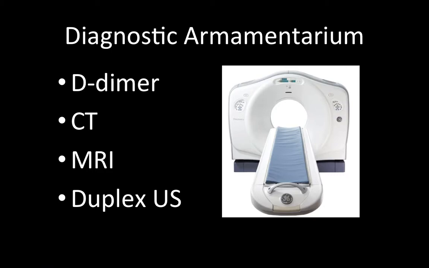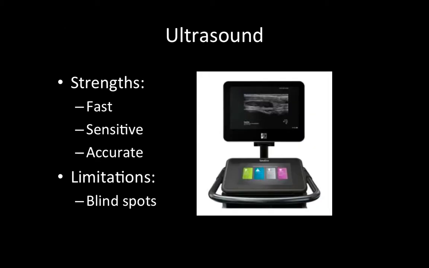Duplex ultrasound is fast, it's sensitive, it's accurate. It misses some areas of the pelvis, as well as the adductor canal, and some of the calf veins as well. But for the emergency department, it gets the areas that we're concerned about.